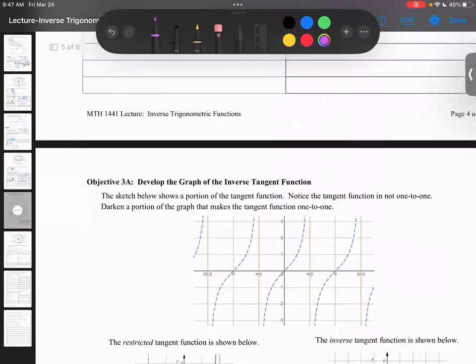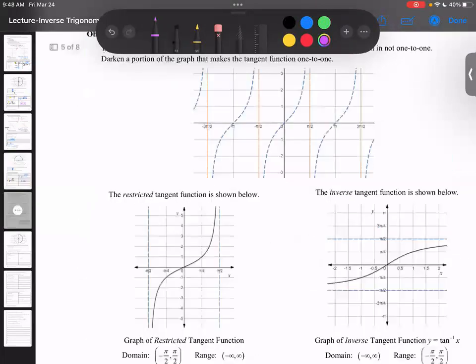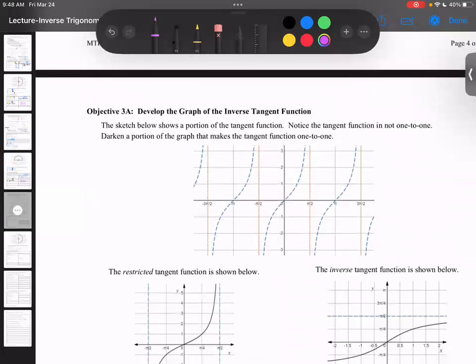Anything else? Any question before I move on? So we did sine and we did cosine, now tangent and its inverse. We graphed the tangent function before. It looks like that. It's defined everywhere except for odd multiples of pi over 2.